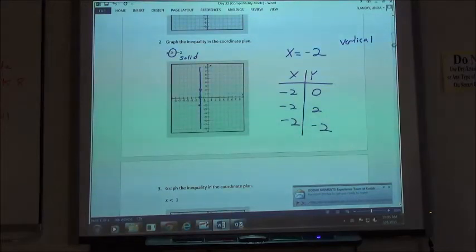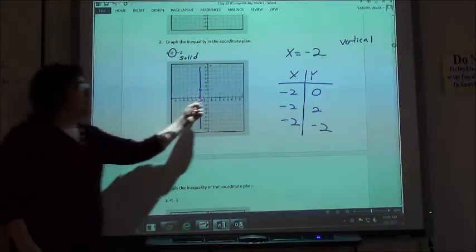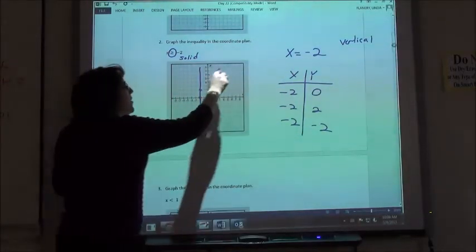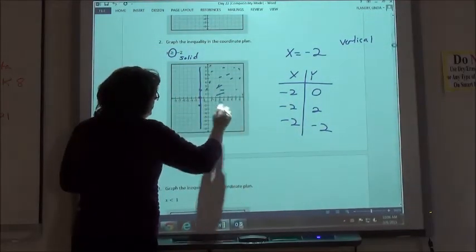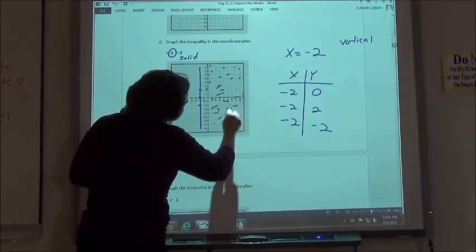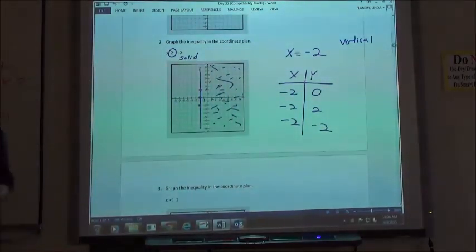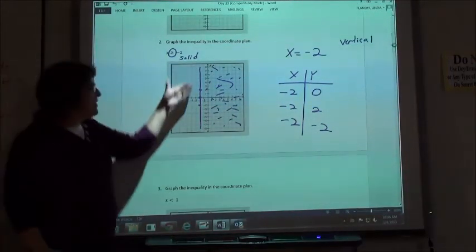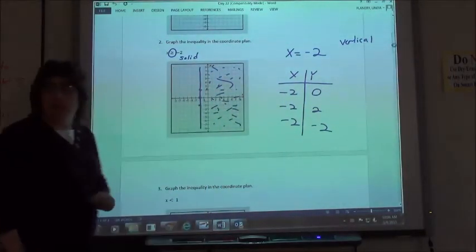Then I have to do my shading. I'm looking at my x values. I want my x values to be greater than -2. So should I shade on the right or the left of that line? To the right, right? My bigger numbers go to the right, and so I would click on it, and it's actually going to shade in the whole section for you at once. I just got to scribble and make it shaded. But it's going to look something like that. A solid line, you shaded to the right since you shaded greater.